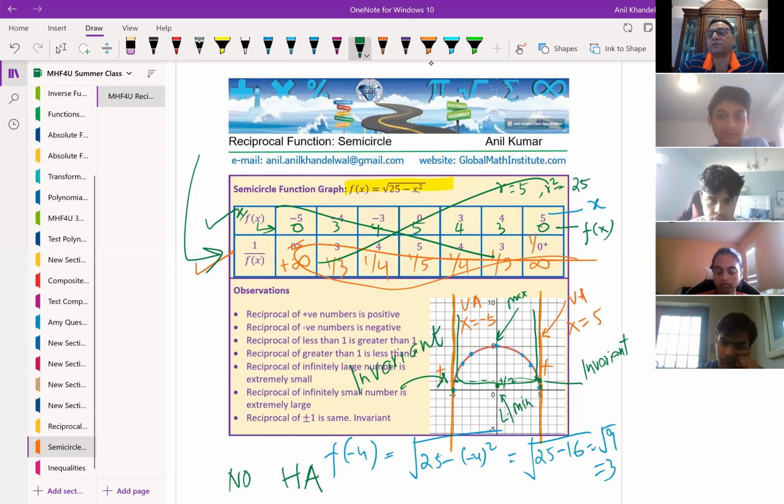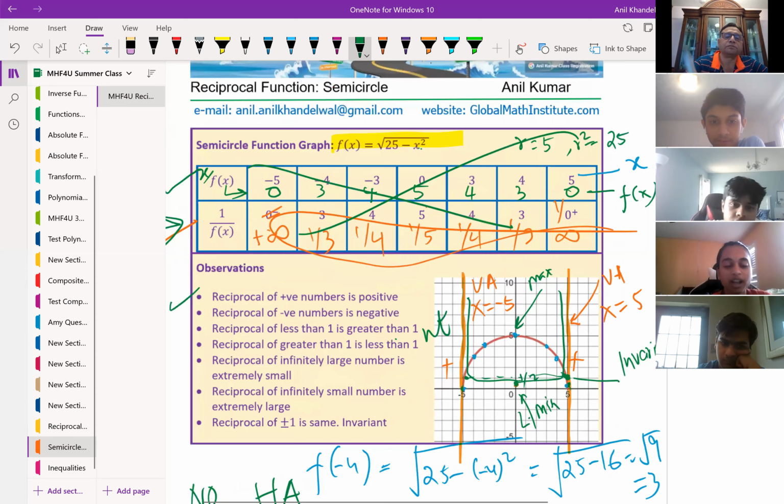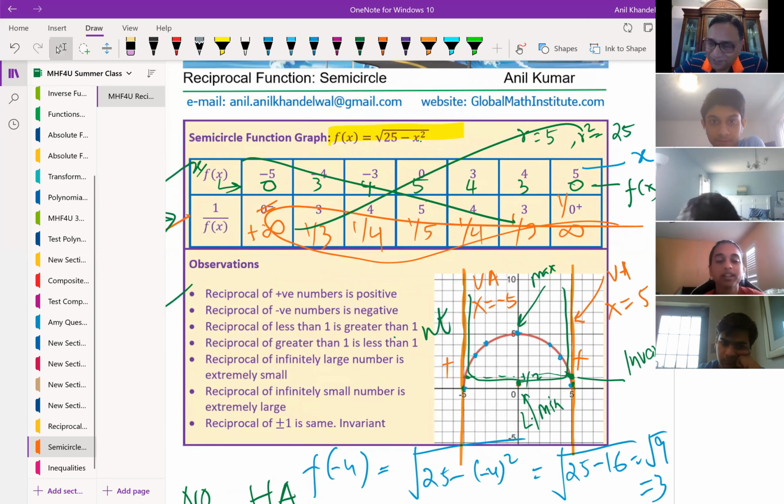Is that clear to everyone? Yeah. So this is the most important thing. Ankita, I would like you to read all the observations which are written here, please. Sure. Before I read the observations, could you just show how you did the invariant points once again? I'm very confused.